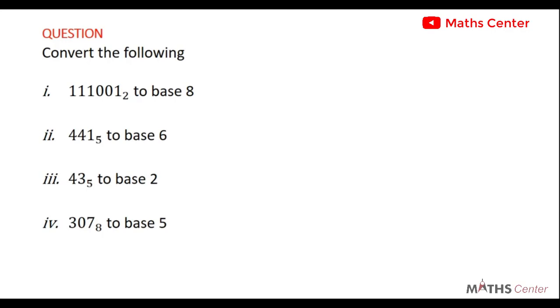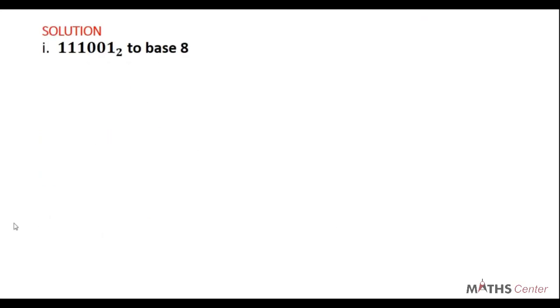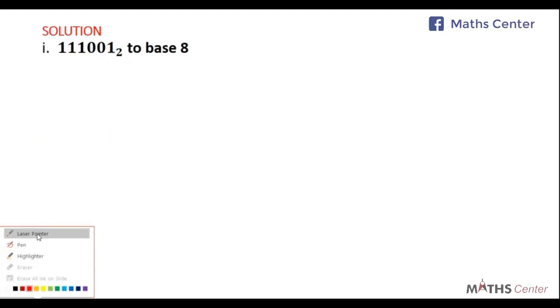So you are converting 111001 base 2 to base 8. 441 base 5 to base 6. 43 base 5 to base 2. Then 307 base 8 to base 5. So this is what we do. You pick the first one, convert 111001 base 2 to base 8.